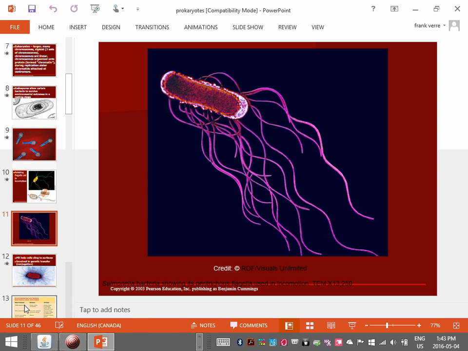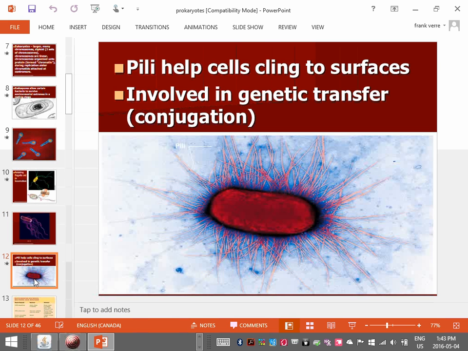Now, what may look like flagella are these other things called pili. So pili are these things that come out of the cell, but the flagella is used for motion, right? It's used to move the bacteria. Pili are used to anchor. So they're used here to actually stick to the surface of other things, but they're also used in conjugation. Now, do you know what conjugation means?